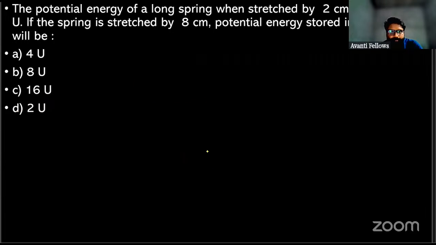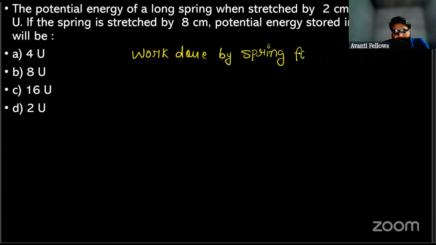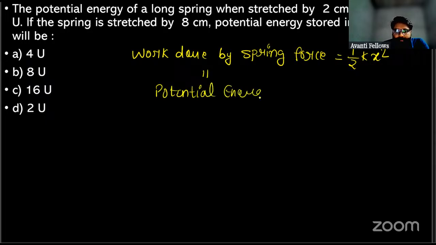Okay. There is one more question here. So this topic is work done by spring force. Work done by spring force, or the potential energy stored in it, is given by 1 by 2 k x square. Always remember, it is also equal to the potential energy stored.